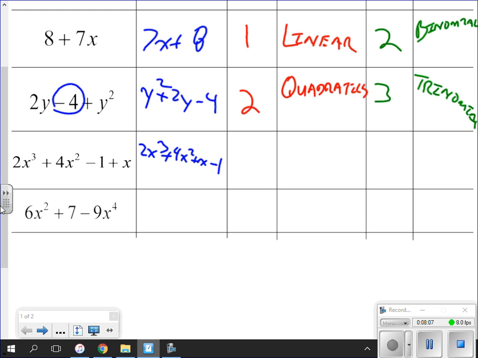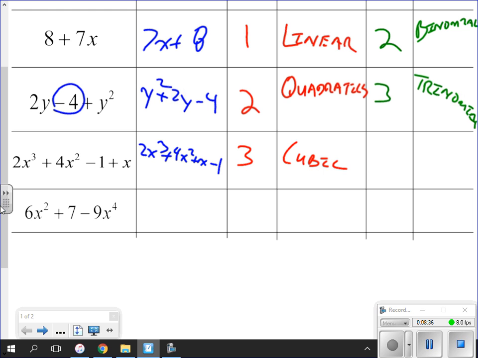What's our degree? What's our largest power? 3. Largest power is 3. So we have degree 3. And this is a cubic. C-U-B-I-C. Cubic. Because the highest power is a cube. It's a cubic. I don't know where the term quadratic comes from. I don't really care. How many terms do we have?